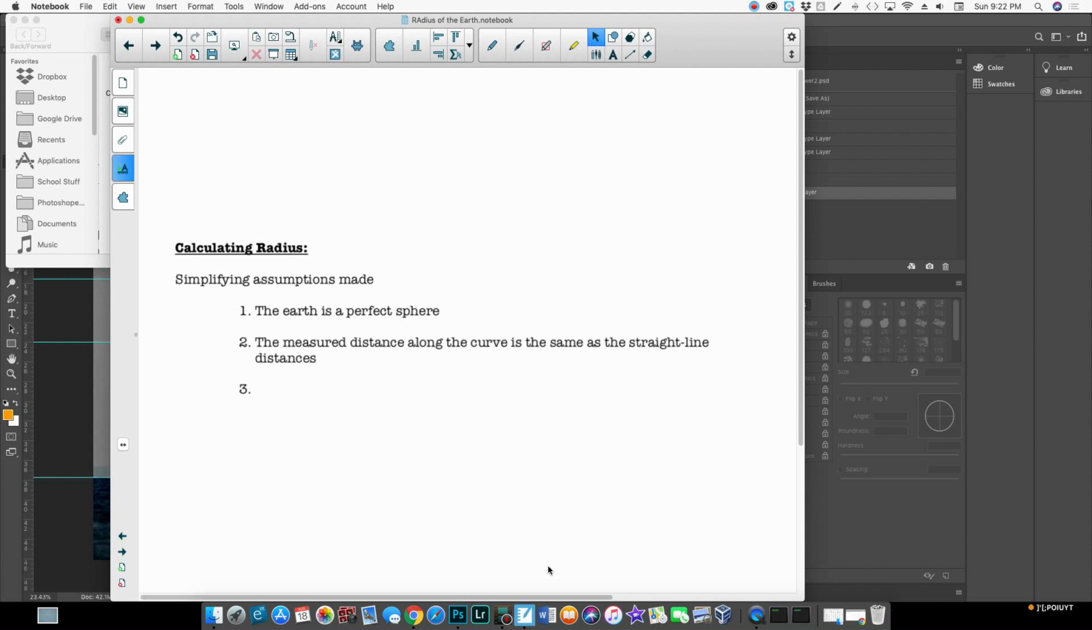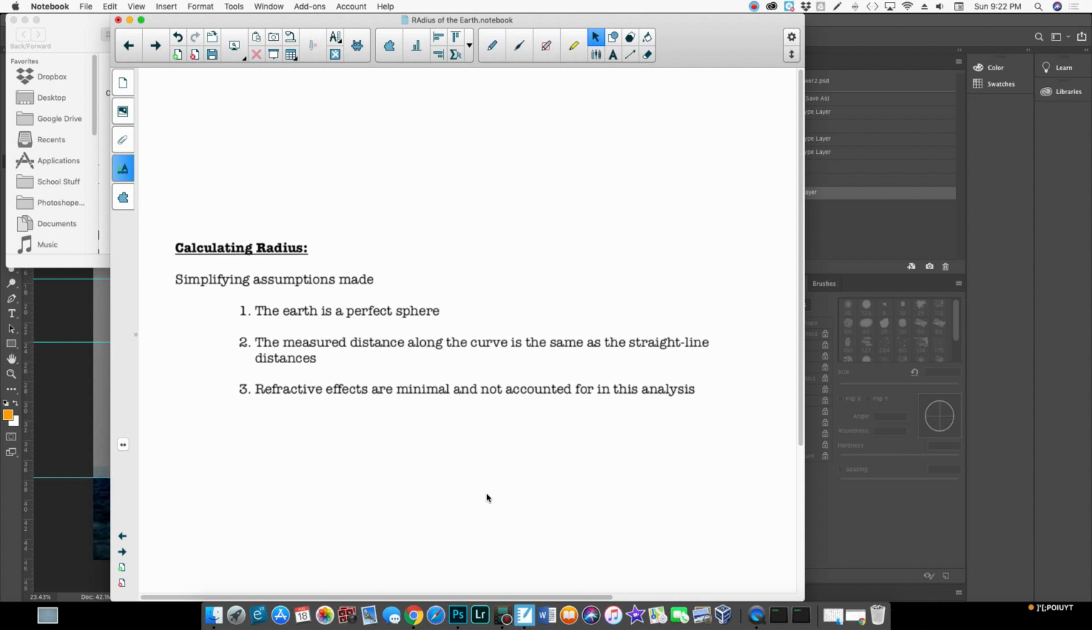The second assumption is that the distance that I measured in Google Earth, that 53 kilometers from Confederation Park to the CN Tower, that was measured along the curve in Google Earth. We're going to assume that that's the same as the straight line distance. So again, that's not quite true, but the Earth is so large that the distance between those two things is not going to be much different. And when we're rounding to the closest kilometer anyway, the difference is going to get lost in the rounding.